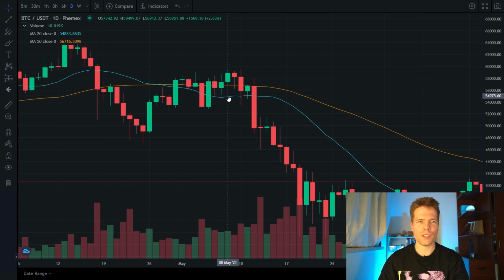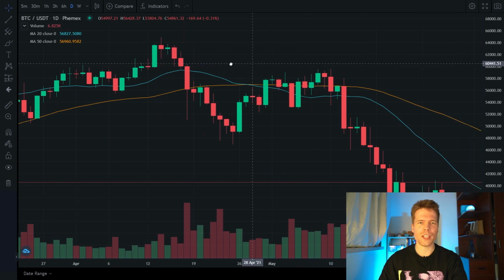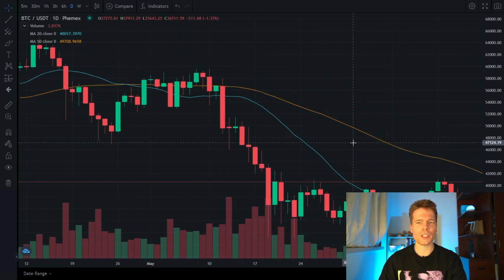So this 20 is crossing below the 50 where it was above before, and then we get a strong downtrend that's quite far under both of the moving averages. So if you had looked at this crossing moving average as a signal that the market was going to make a change, then it would have worked out pretty well here.